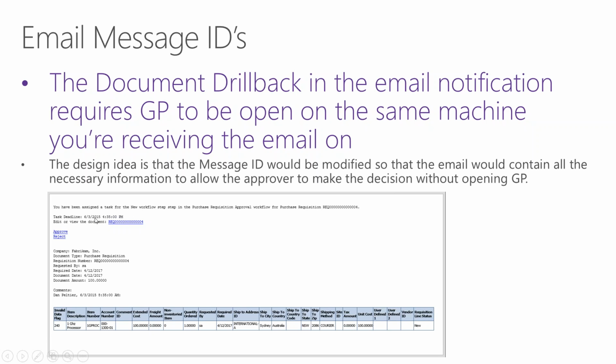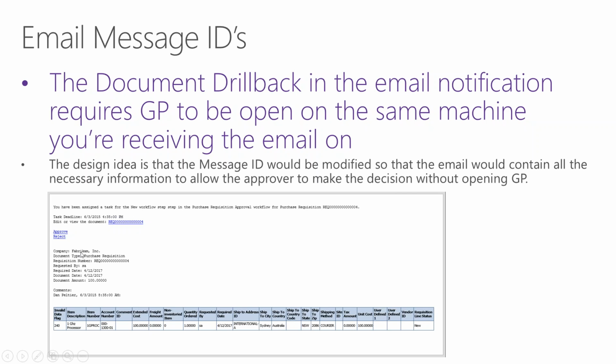The task deadline, and edit or view the document, and this is a link that can go back to GP to actually open the requisition if they are a GP user and can access GP. These are the action buttons. They can approve it or reject it.